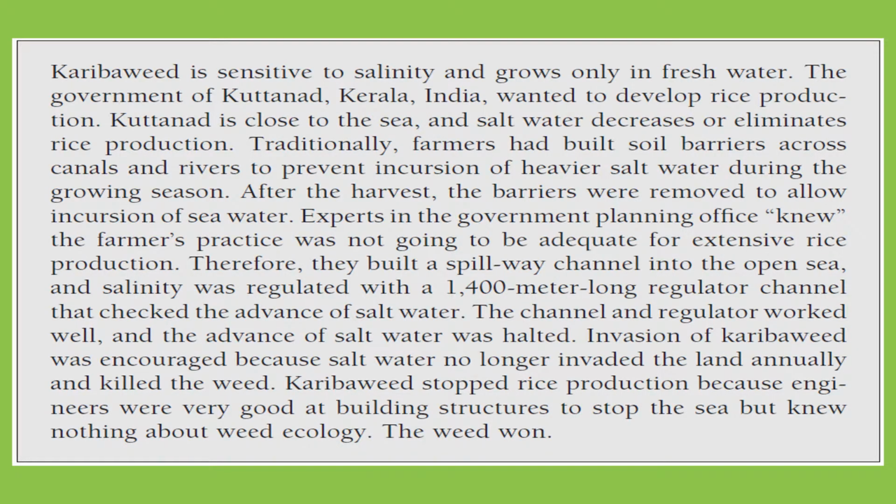The story started when the government of India wants to increase the production of rice in Kerala. They found out that the rice fields are very close to the sea and salt water decreases rice production. Traditionally, farmers had built soil barriers to prevent seawater to come during growing season and remove them after harvest. The so-called experts built a spillway channel to control seawater entrance to the rice field. The channel worked and the salinity of rice field significantly reduced.